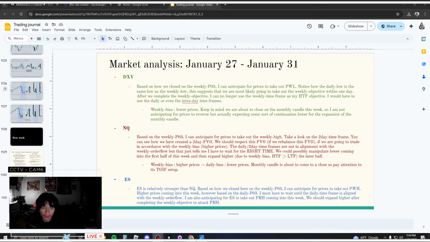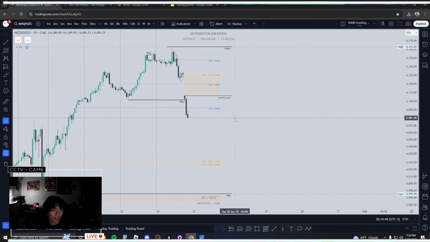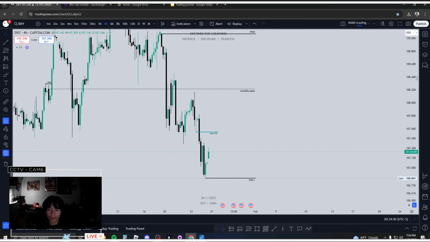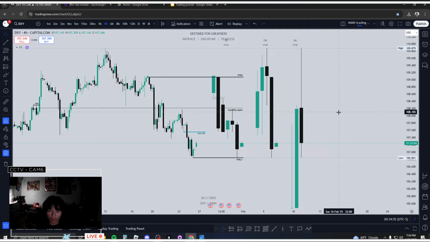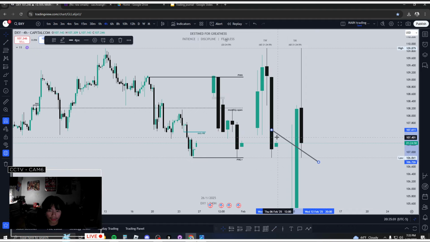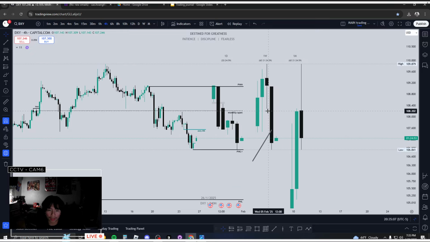Today I will be going over the weekly market analysis for January 27th to January 31st. Getting right into the charts, I do want to start off with the dollar. For the weekly time frame on the dollar, I am anticipating for prices to take out previous week's low. So this weekly candle here is what I'm anticipating for prices to take out, right? I'm anticipating for prices to take out this line right here. I'm going to indicate that by this green line.